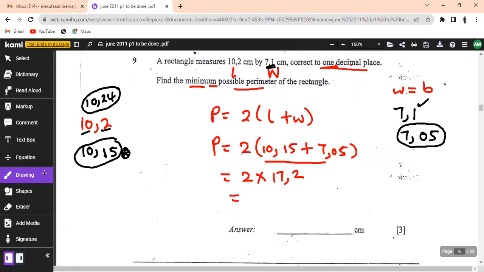And if you multiply by 2, you're going to obtain 34.4. Yeah, that is 34.4 centimeters. Okay, so this is perimeter, which is measured in centimeters. So that was the case.